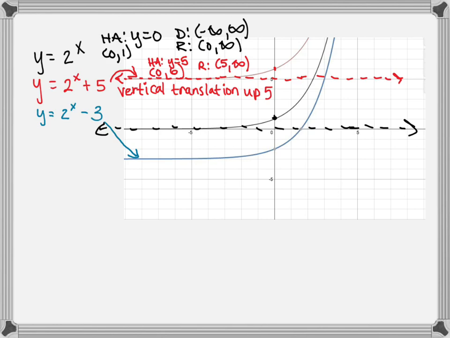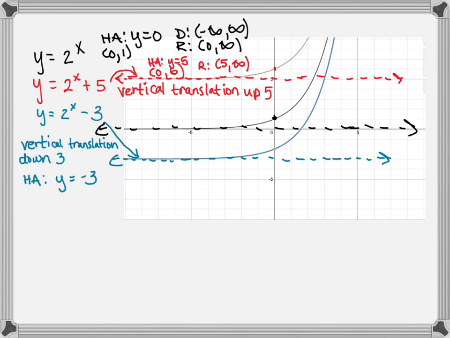And now let's look at y equals 2 to the x minus 3, and that's graphed here in blue. This is a vertical translation or shift down 3 units. And our horizontal asymptote does shift down from our parent function. So now it's at y equals negative 3. And our y-intercept also shifts down. So now it's at 0, negative 2. Our domain stays the same. It's all real numbers, but our range changes to be negative 3 to infinity.